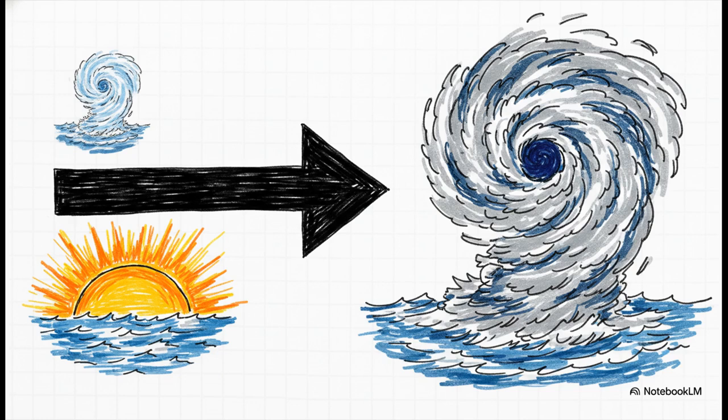Just look at this shocking real-world example. Hurricane Milton in 2024. Fueled by insanely warm 30 degrees Celsius waters in the Gulf of Mexico, this storm went from a basic tropical storm to a catastrophic Category 5 hurricane in just 24 hours. That is rapid intensification, and it's a terrifying reality of climate change.